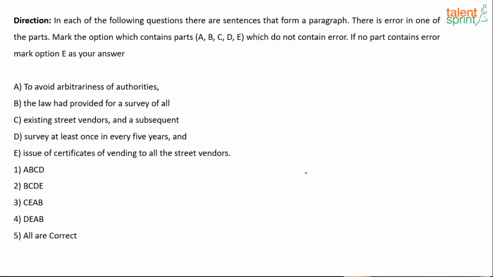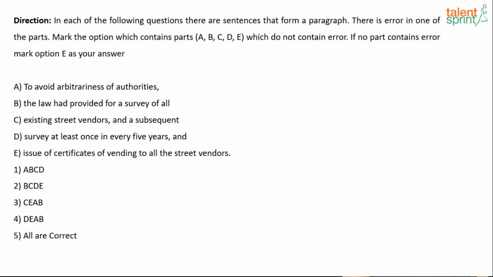So just take a look at the question. I'll just read the direction once. In each of the following questions, there are sentences that form a paragraph. There is an error in one of the parts. Mark the option which contains parts A, B, C, D, E which do not contain error. So the error-free sentences you have to leave out, and the error-free sentences you have to mark as your answer, the combination of options. If no part contains error, mark E as your answer. Alright, so let's see the question.